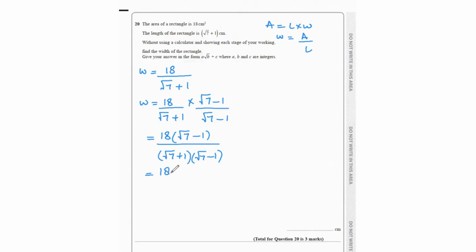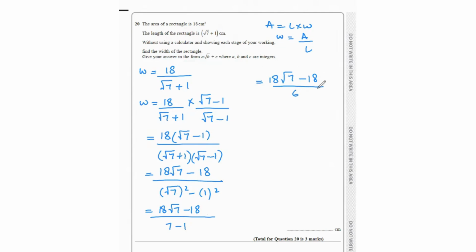Expand the bracket, 18 root 7 minus 18. Use difference of perfect squares in the denominator, root 7 squared minus 1 squared. So that's 18 root 7 minus 18 over 7 minus 1. And that is 6. Now we know 18 and 6 come in the same times table. So 18 divided by 6 is 3.